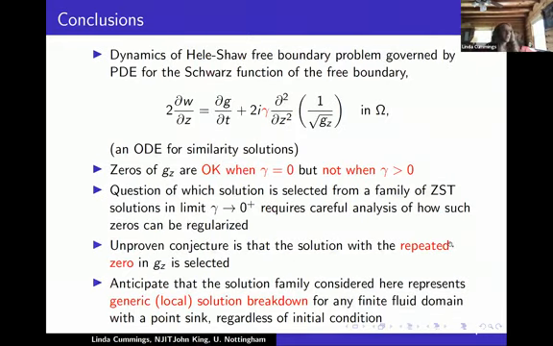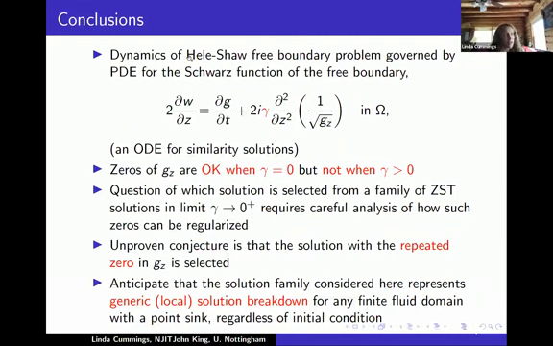I don't really want to say much more than that today, because this is meant to be a speculative talk. As I say, it's a problem that I have not resolved yet. But just to summarize what I think are the key points here.